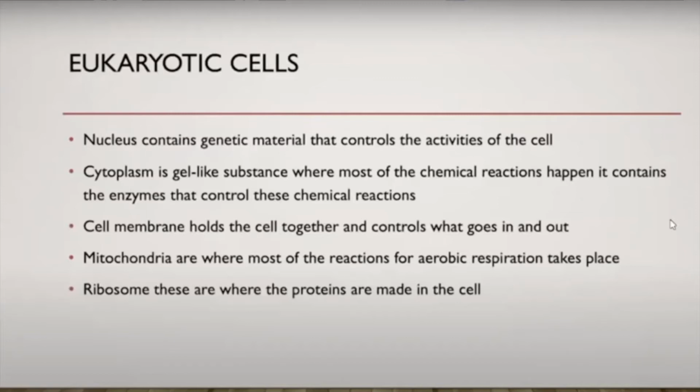You've got the mitochondria, which is where most of the reactions for aerobic respiration take place. We also have ribosomes. These are where proteins are made in the cell. A good way to remember that ribosomes make proteins is that ribs are proteins, and ribs is in the word ribosomes.